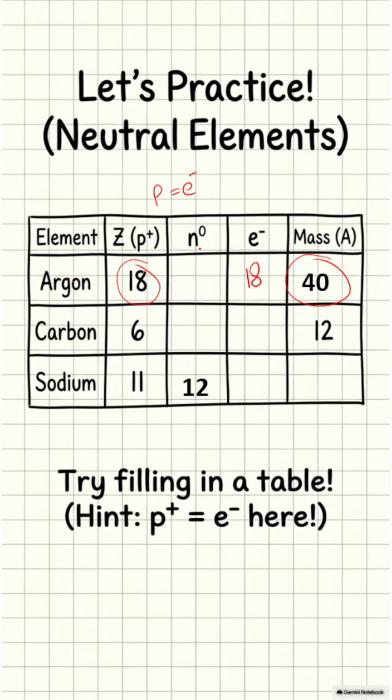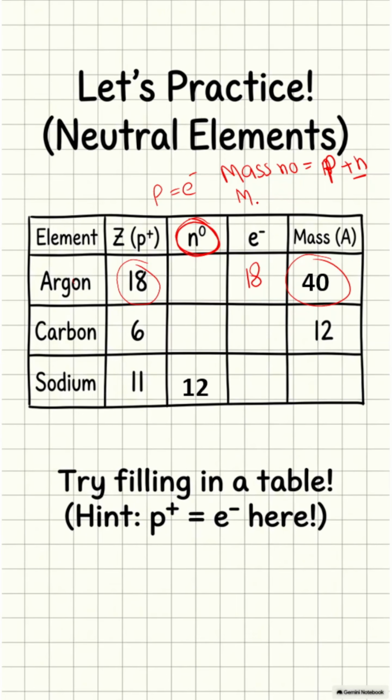Now we need to calculate the number of neutrons. How can we calculate the number of neutrons? We can calculate the number of neutrons with the help of the mass number. Now what does mass number indicate? Mass number is basically the sum of the number of protons and the number of neutrons, right? Now if we are interested to find out the value of the neutrons, what will you do?